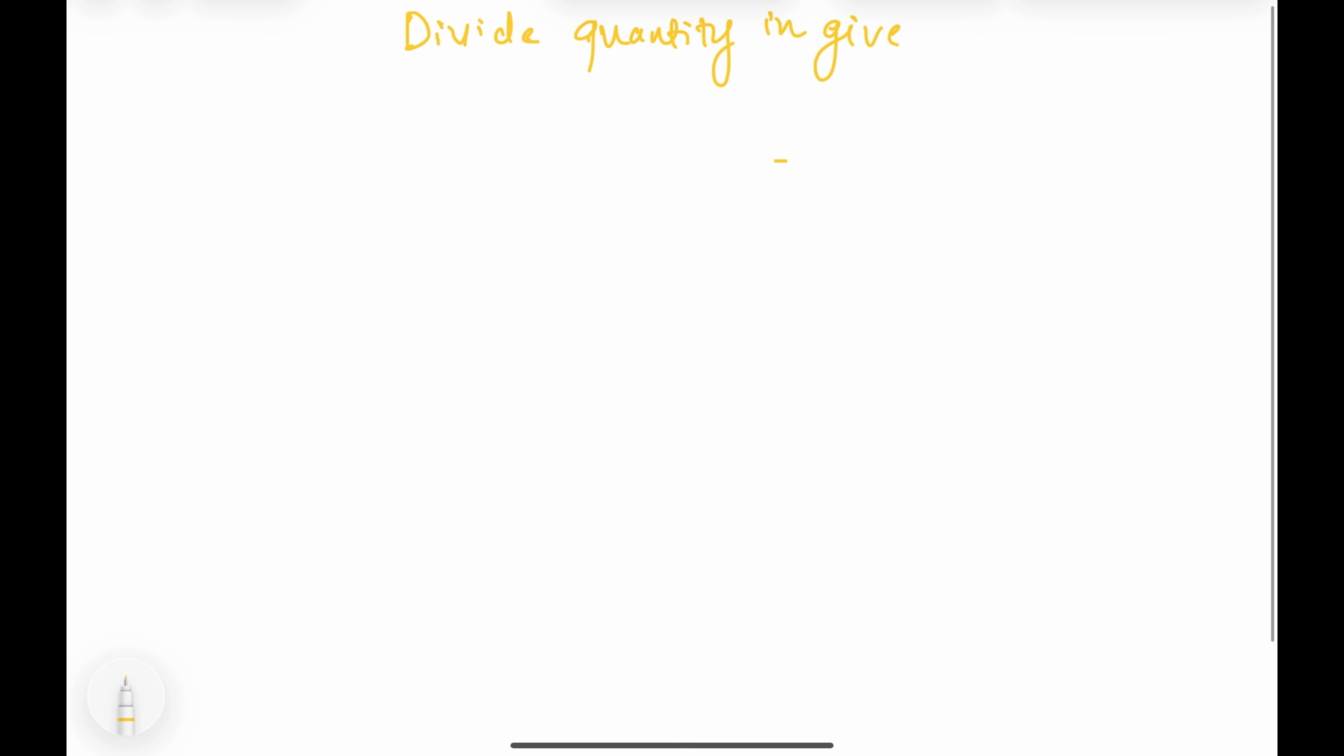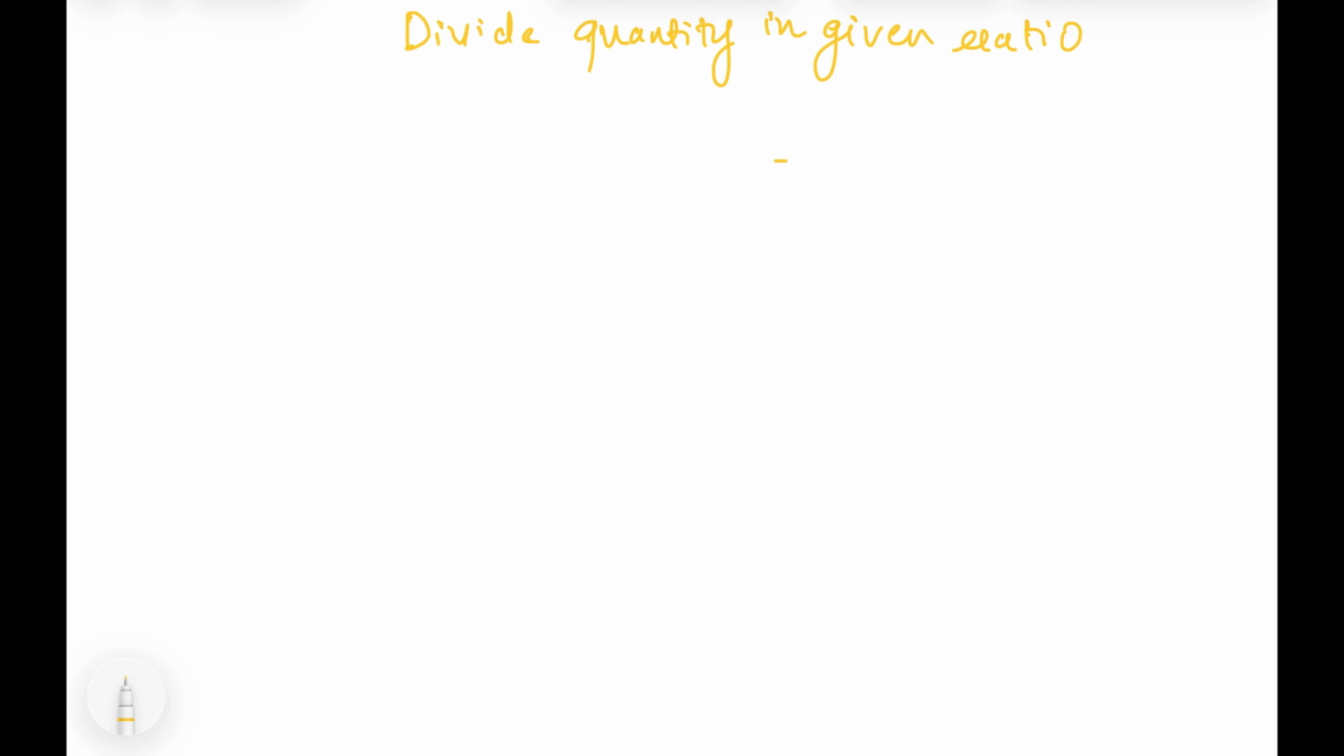Now till now we learned how to solve direct proportion, right? Now we will learn how to divide a given quantity in a given ratio. A quantity will be given and we have to divide that quantity in the given ratio, not divide equally. Generally we divide something equally, but here we will not divide anything equally. We will divide it according to the given ratio.